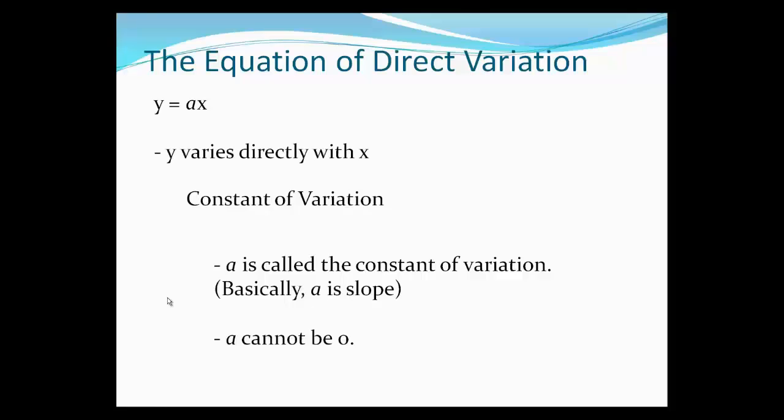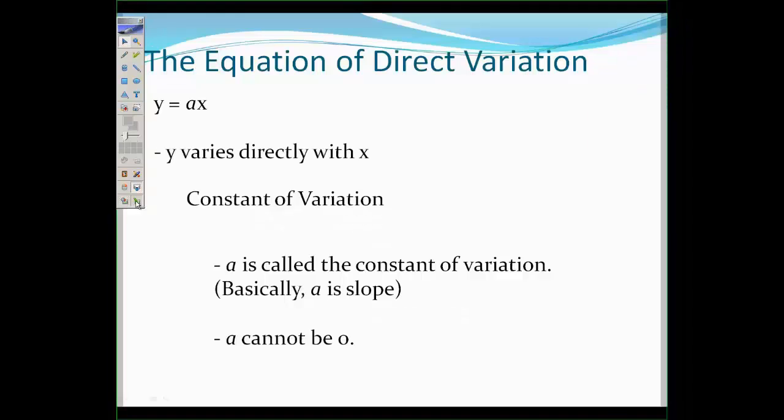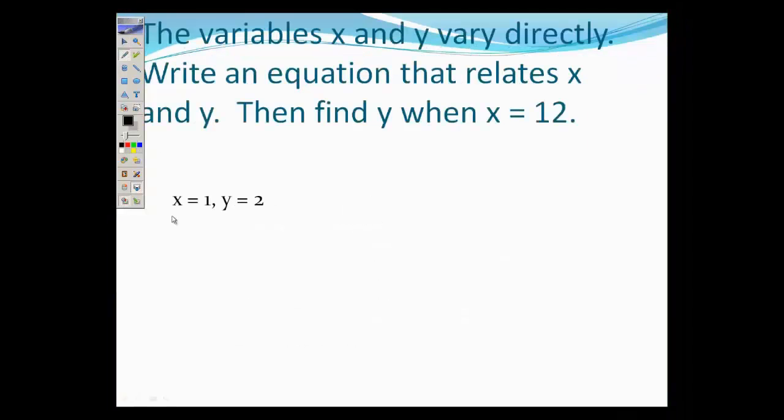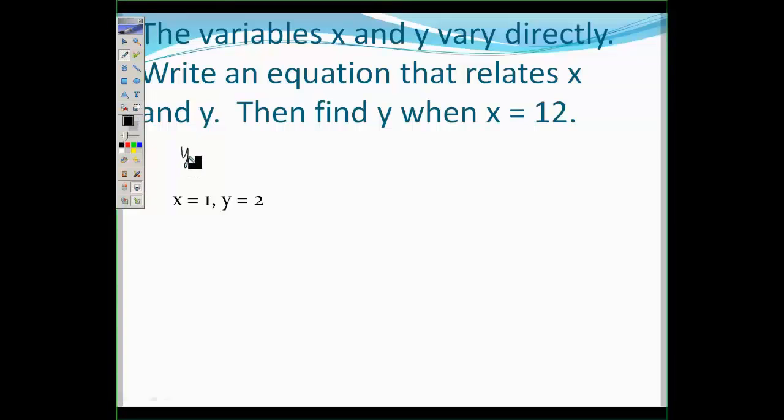Okay. Normally we had the form of an equation of y. Now it's going to say the variables y and x vary directly. Write an equation that relates x and y, then find y when x equals 12. The key word is they vary directly. So once again, I'm going to start with my base equation, y equals ax. And so what I need to find is my a value to begin with.